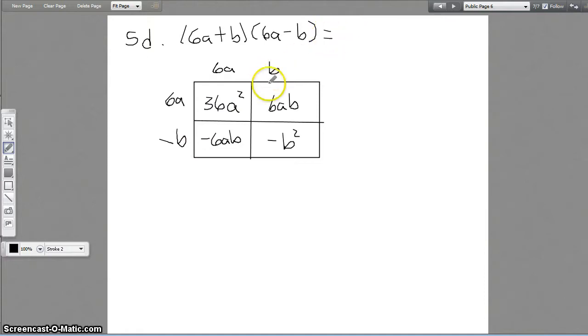So the answer we get here is 36a squared. And then we have a 6ab and a minus 6ab. That's 0. And then our last term is minus b squared.